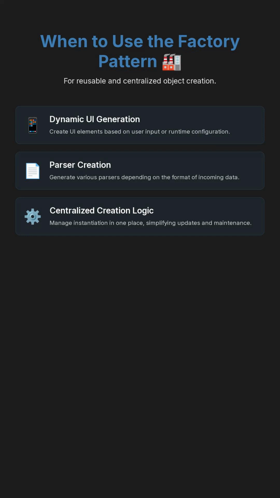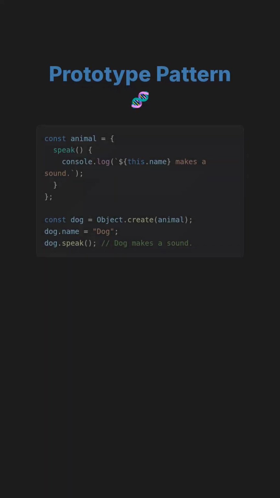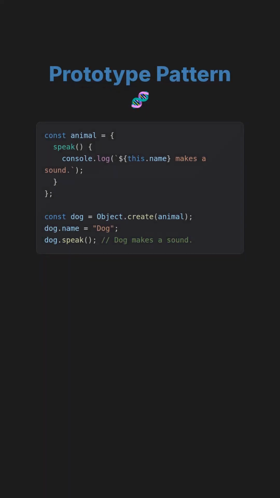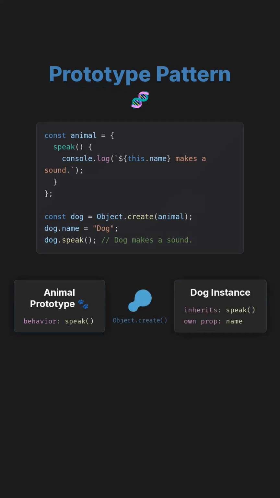The prototype pattern allows you to create new objects by copying an existing object, known as the prototype, rather than creating new instances from scratch. This method is often more efficient and memory friendly, especially when the cost of creating a new object is high or when you need to create many similar objects. It's a powerful alternative to traditional class-based inheritance.